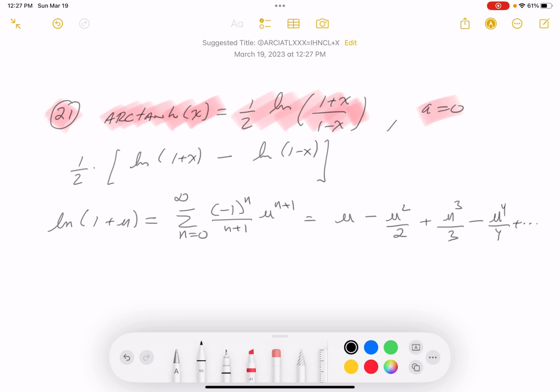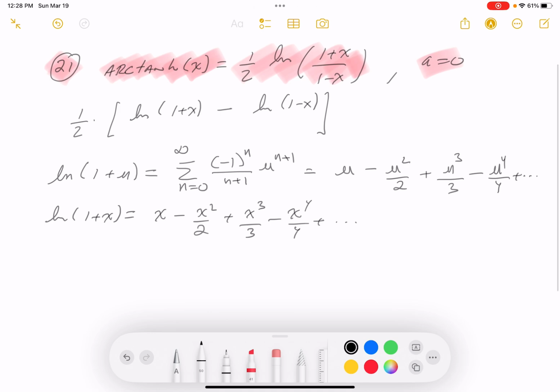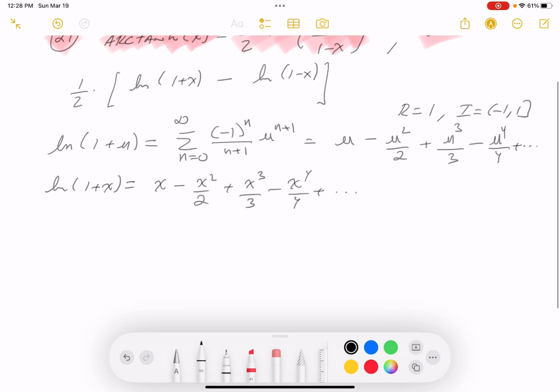So what I'm going to do is write down the natural log of 1 plus x, relatively simple. That's going to be x minus x squared over 2 plus x cubed over 3 minus x to the fourth over 4 plus, you get the idea. Before I move on, the radius of this is 1, and the interval is from minus 1 to 1. All right, let's keep going.